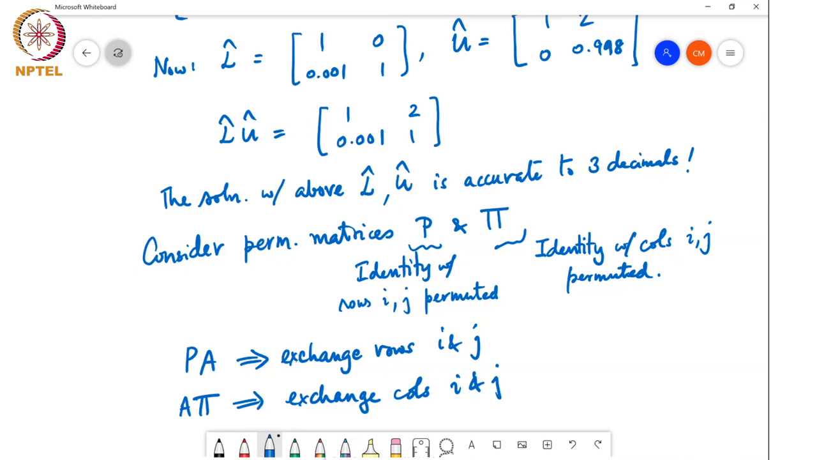Okay, so basically what we will do is this kind of row and column exchanges so that at each step we end up with the largest possible magnitude element as the pivot element, and then we'll use that to construct the LU decomposition.